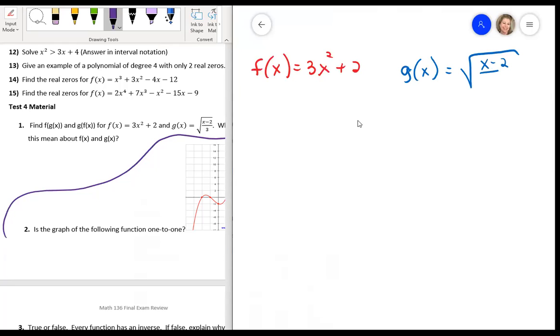Not implying anything about Kentucky basketball at all. Go Cards. All right.